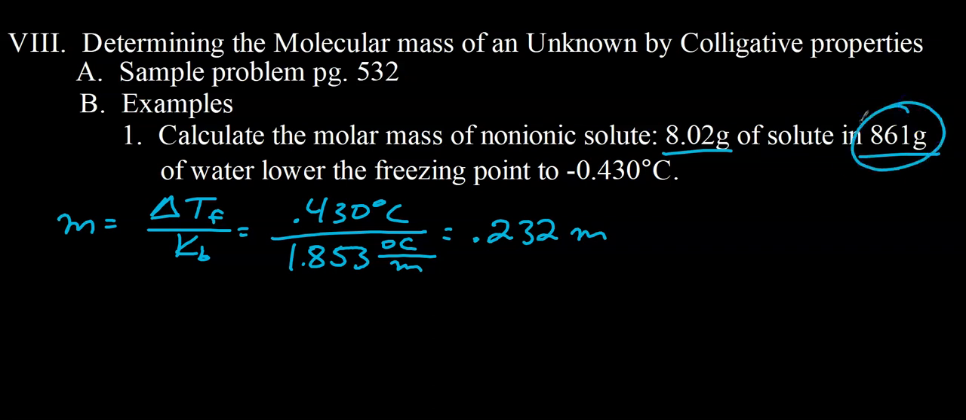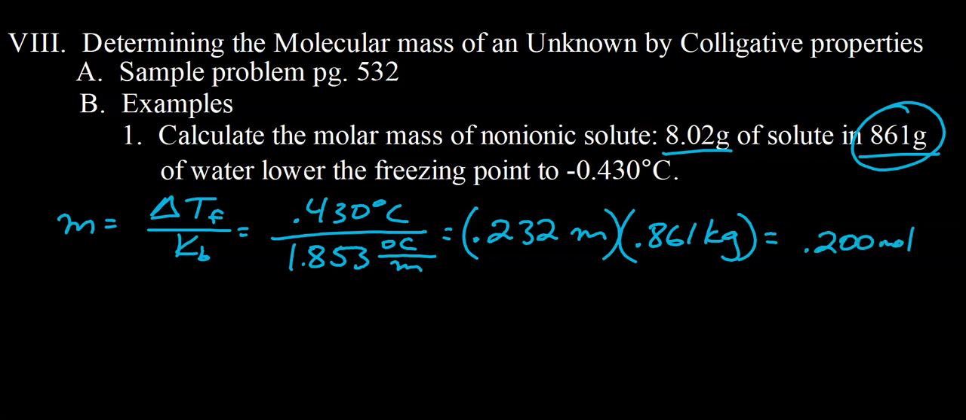So rearrange the formula for molality to find moles. We're going to take the molality of the solution, multiply it by the mass of the solvent in kilograms, and that'll give us moles of solute. Go ahead and pause the video, see what you get. All right, you should end up with 0.200 moles of solute.